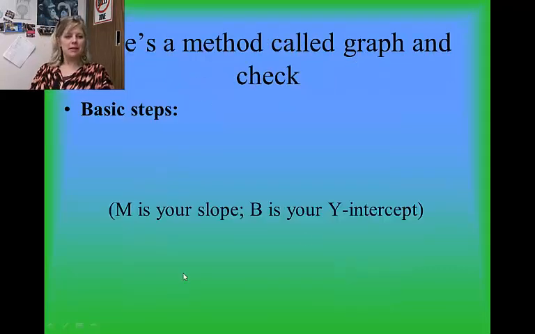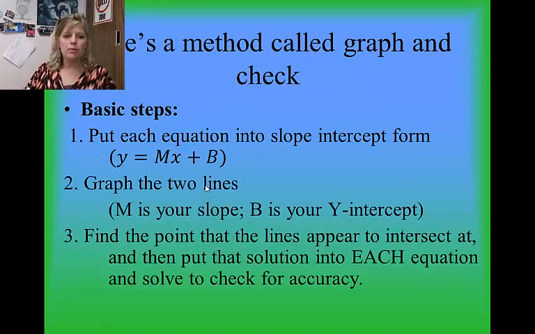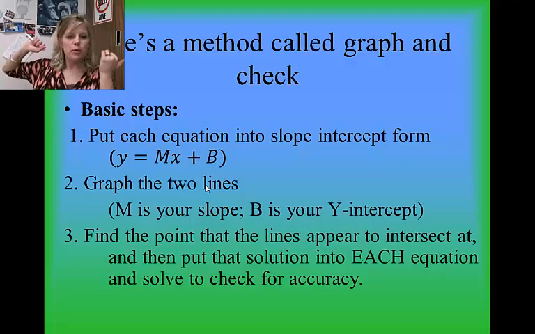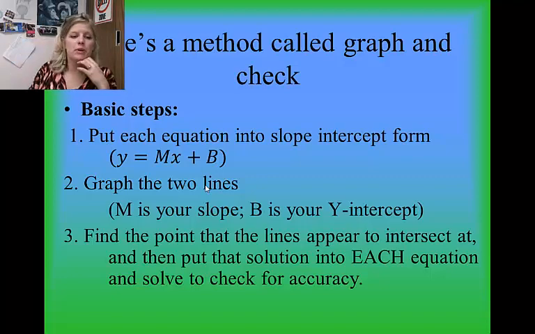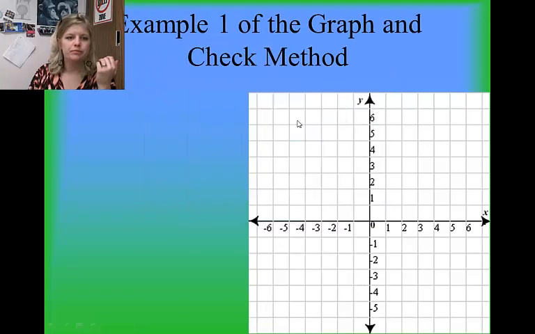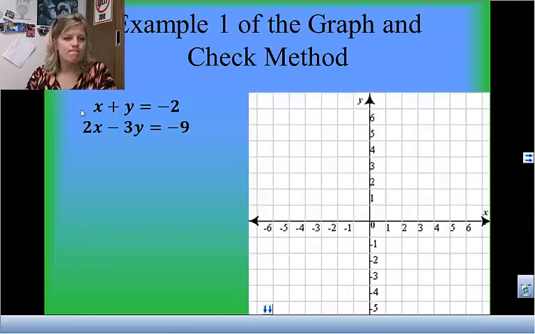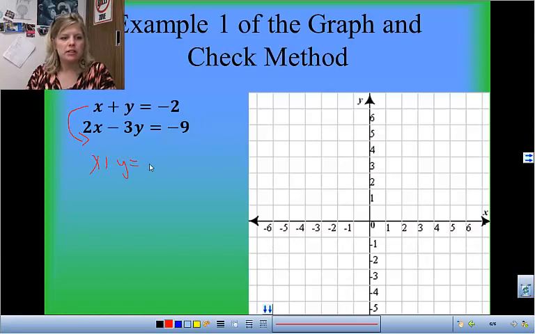Basic steps. Put them into y equals mx plus b. Reminder, m is slope, b is y-intercept. Find the point where the lines appear to intersect. So if I have this equation, these two, are they in y equals mx plus b form? No. Focus on this top one, bringing it down.